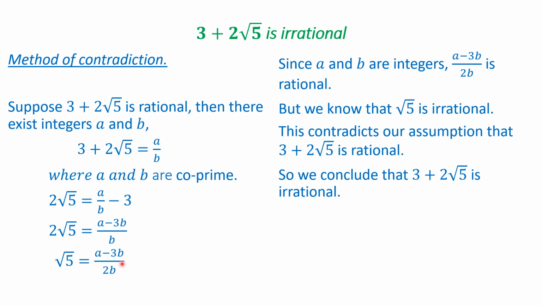Since a and b are integers, a minus 3b upon 2b is going to be rational. But this side is rational and this side root 5 is irrational, we already know. So this again contradicts our assumption that 3 plus 2 root 5 is rational, because this side is rational, this side is irrational, which means there is a problem with our supposition. So we conclude that 3 plus 2 root 5 is irrational.